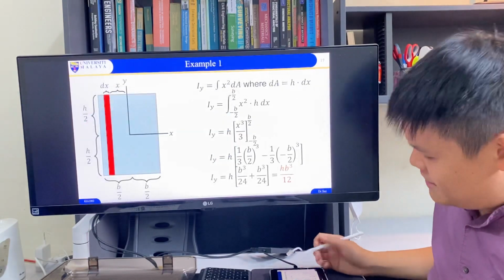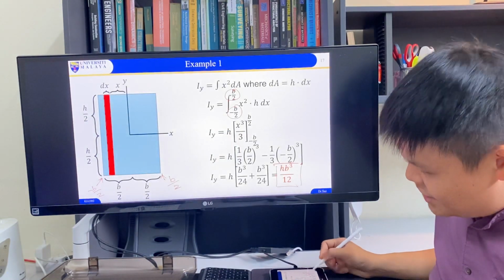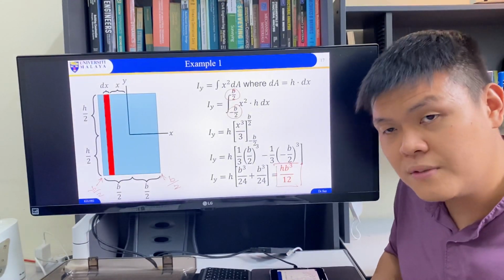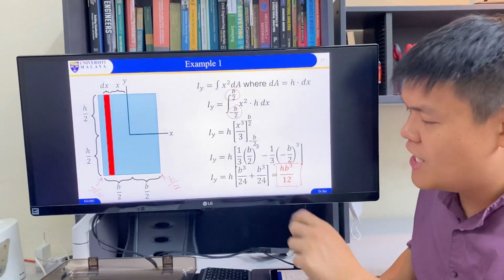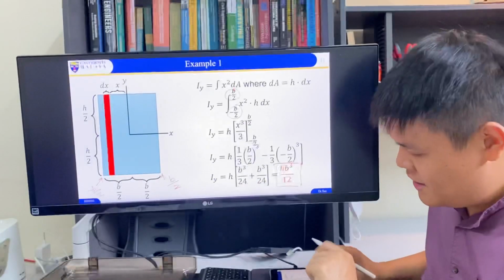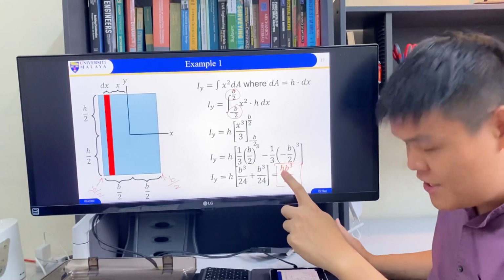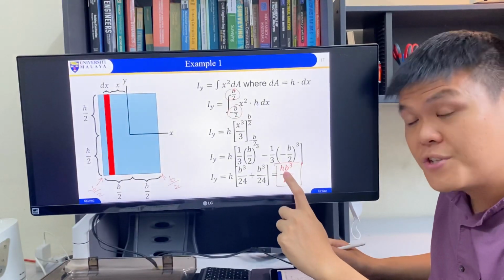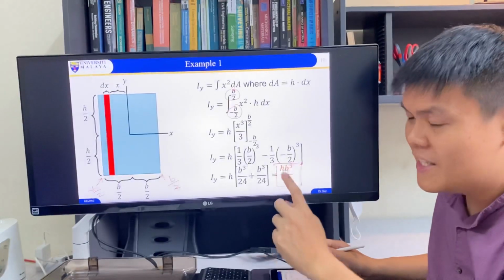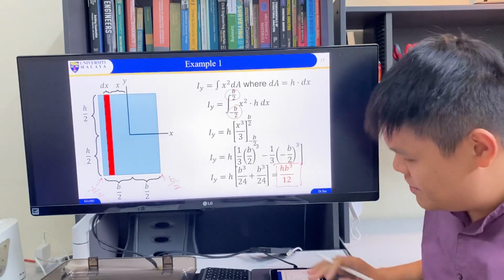Oh, and I skipped a bit. You should get hb cubed over 12. It's the same as Ix, but h and b are switched. In Ix it is h which is cubed, and in Iy it is b which is cubed.